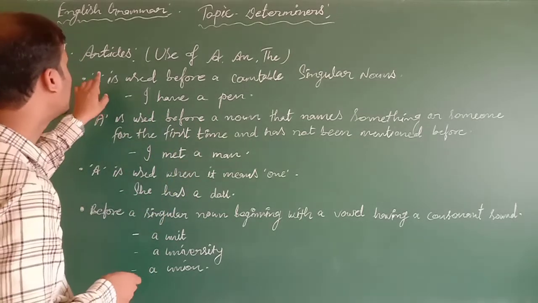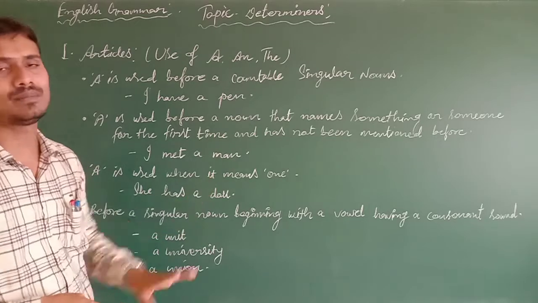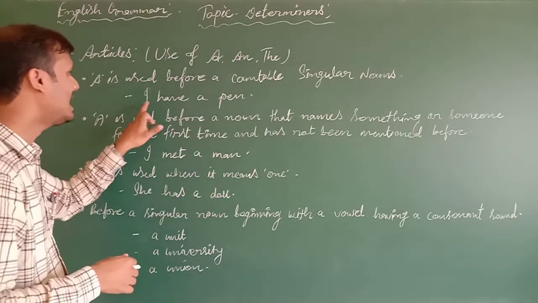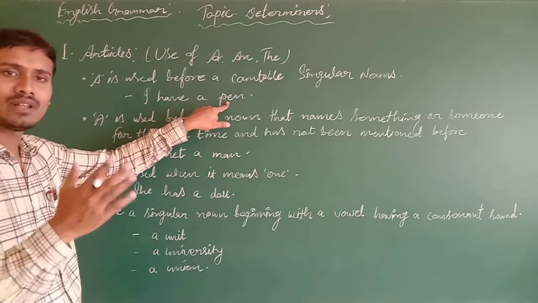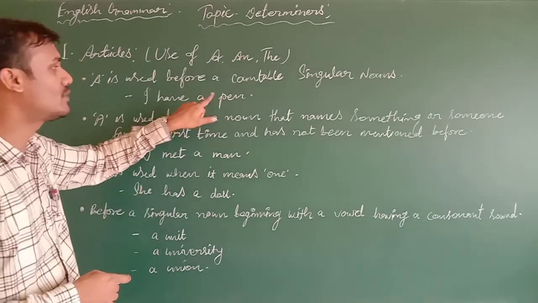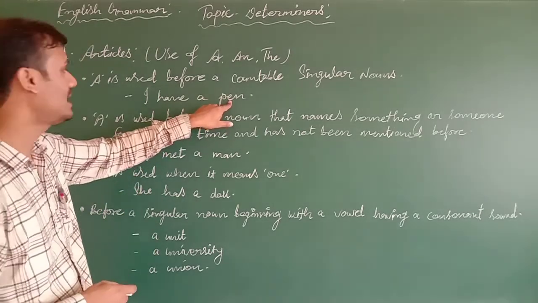So the first rule is, a is used before a countable noun, a countable singular noun. Like, I have a pen. Pen is a singular noun. Pen can be counted, and that's when we will be using a before a countable singular noun.